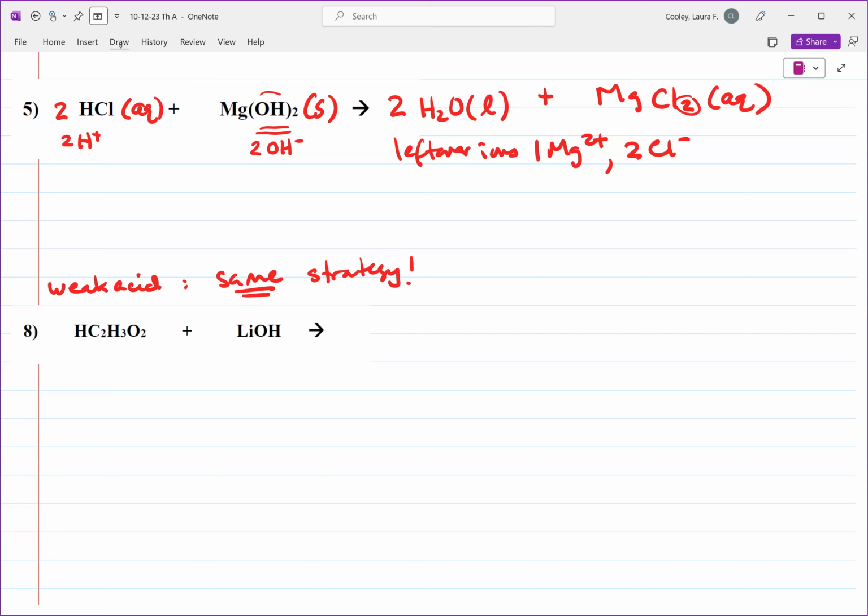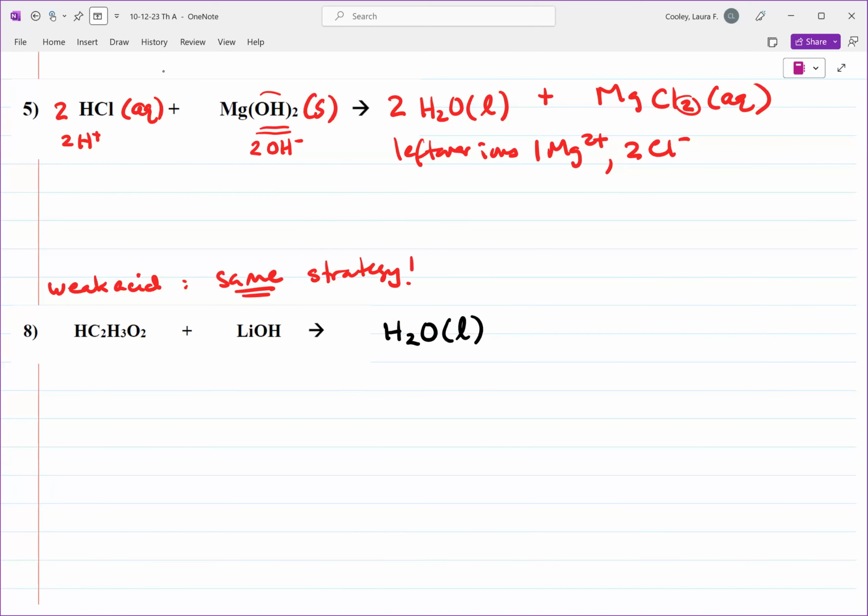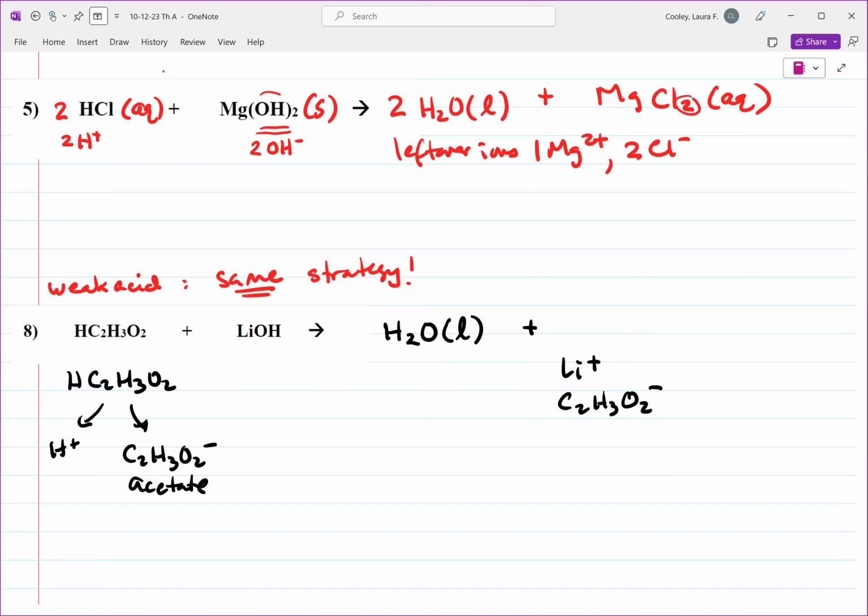So what's one product? And what are the leftover ions? Well, okay, so look, we have HC2H3O2. So when we get rid of the H plus, what remains is C2H3O2 minus, the acetate ion. So we have lithium and we have acetate. And when we combine them together, we have a 1 plus and a 1 minus, so it's a 1-to-1.